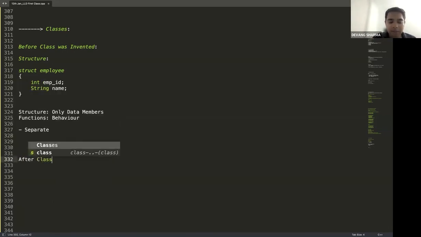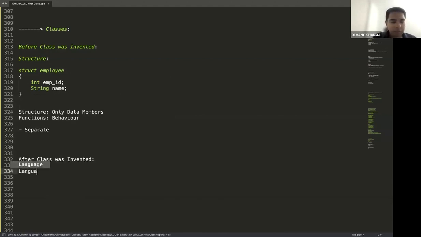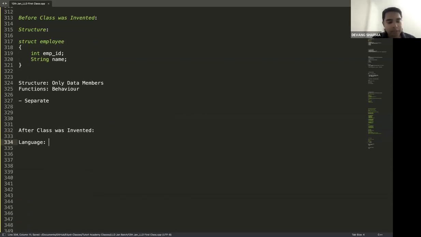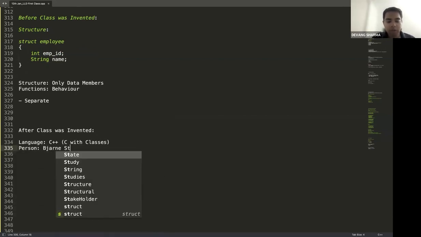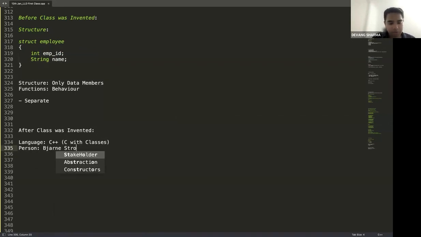After the class was invented, the first language which actually had the concept of class formalized and documented was C++. That is why it was initially called C with classes. Nobody called it C++. People used to call it C with classes. Later it got termed as C++. The ++ just denotes incrementation. Okay. The person who wrote that was Bjarne Stroustrup.